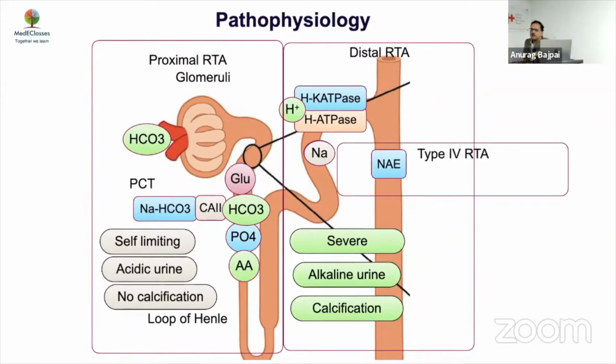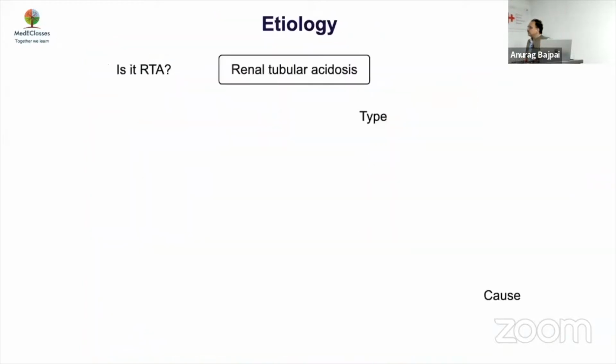Then we have type 4 RTA, which is basically a problem in the epithelial sodium channel or the renin-angiotensin-aldosterone system. It is associated with mild acidosis with hyperkalemia. And we discussed earlier that potassium and proton both compete with each other to go out in the urine. So if you have hyperkalemia, you will lose potassium, proton will not be lost, and you have acidosis. If you have severe acidosis, proton will be lost and potassium will go up. So acidosis will cause hyperkalemia, and hyperkalemia will cause acidosis.